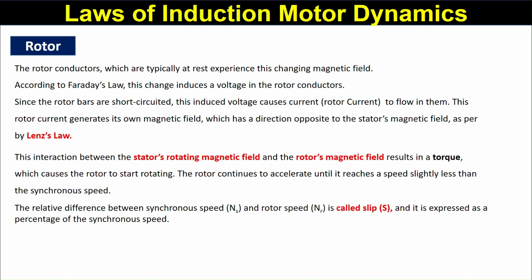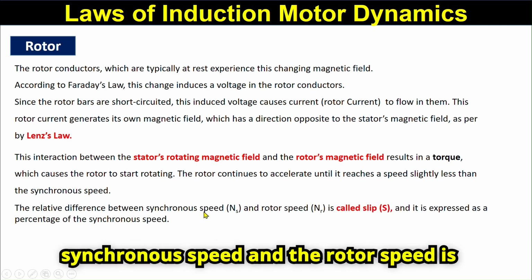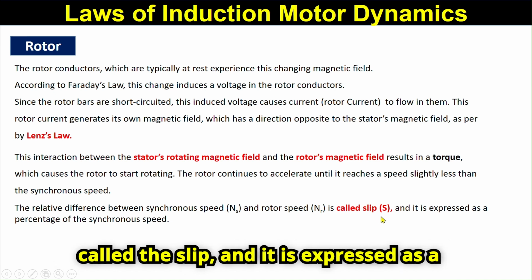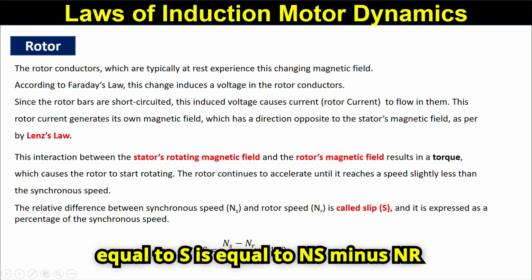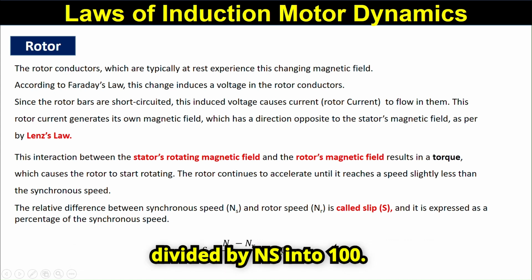The relative difference between the synchronous speed and the rotor speed is called the slip, and it is expressed as a percentage of synchronous speed. It is equal to S = (Ns - Nr) / Ns x 100.